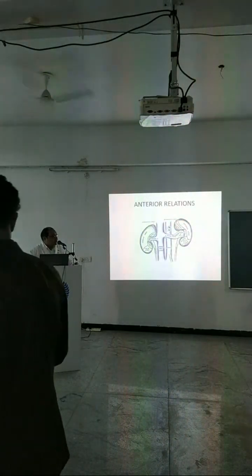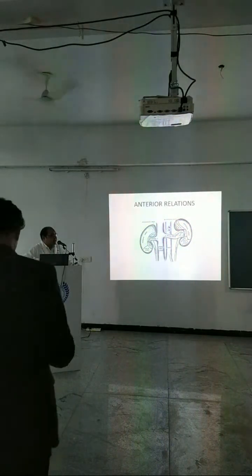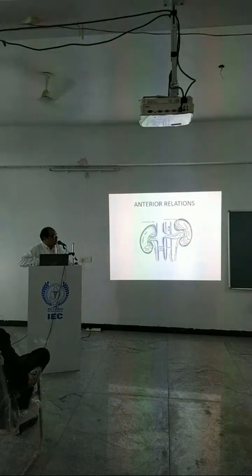Now, each kidney measures approximately 150 grams in males and 135 grams in females. This diagram shows the relations of the kidney. As I have told you earlier, it is anteriorly covered by the peritoneum. So that is the peritoneal relation. They are lying behind the peritoneum.